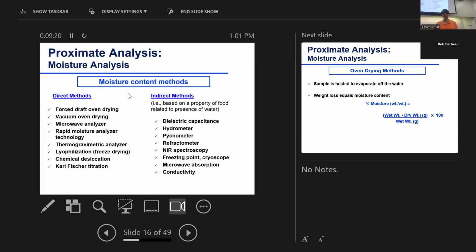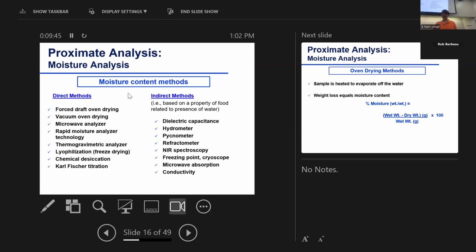In terms of indirect methods, the refractometer is a common one. The hydrometer is a common one as well. For milk, a hydrometer is commonly used. The refractometer is an indirect method because it measures total solids, and by knowing the total solids, by subtraction, you get the moisture content.